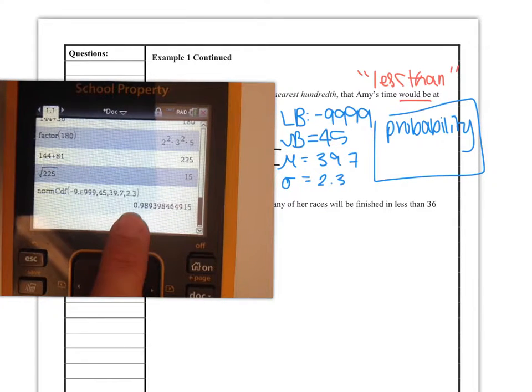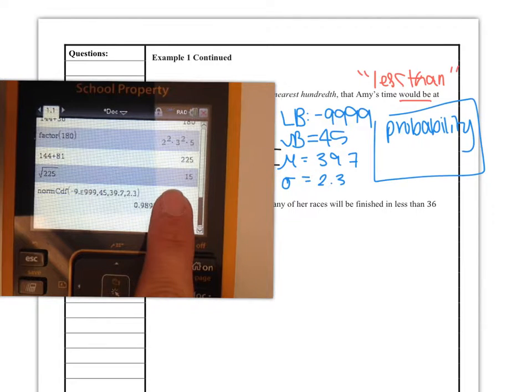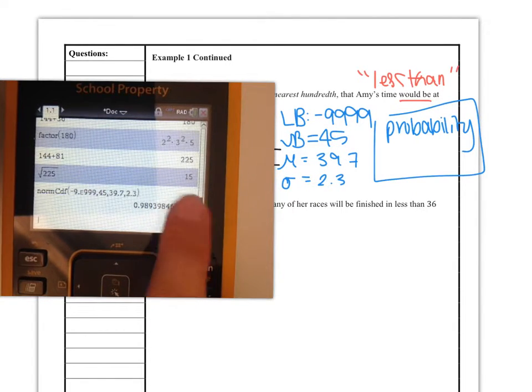Alright, so very likely that she's going to get less than 45 seconds, right? We said that before on the previous page. So it says round to the nearest hundredth again. This is going to be 0.9. That second 9 is telling an 8 to round up. 0.99.